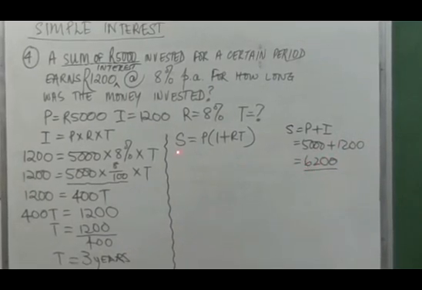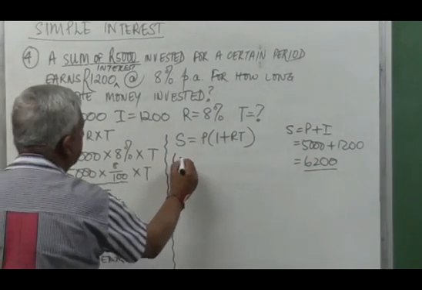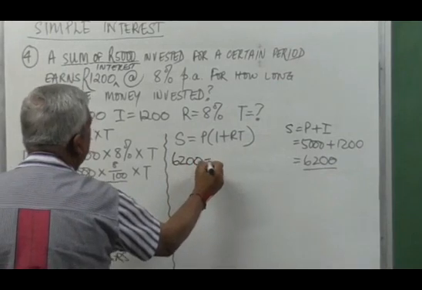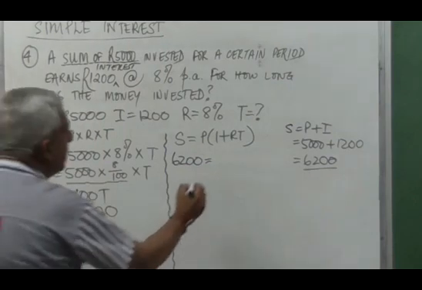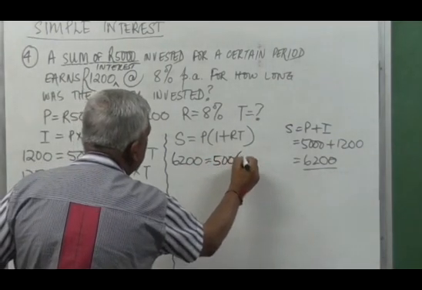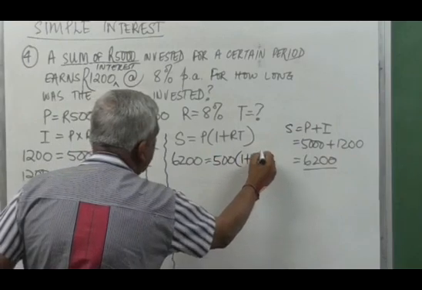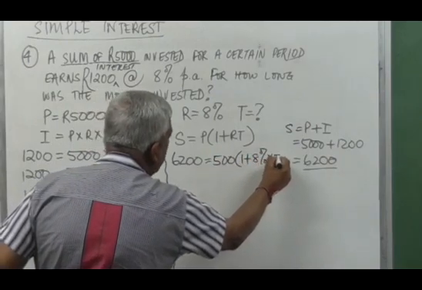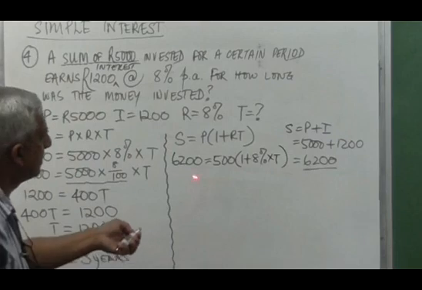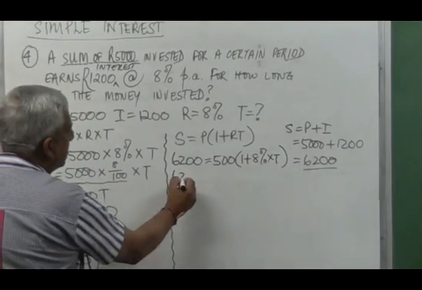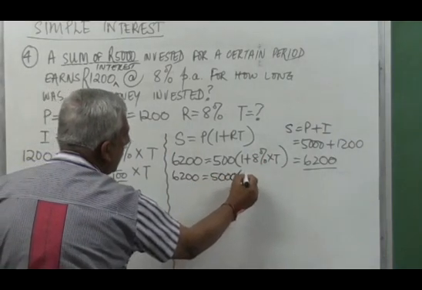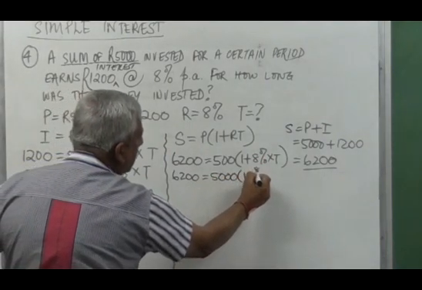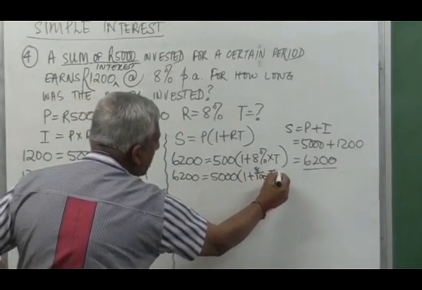Now you are ready to substitute here. So the sum is 6,200, and the principal is clearly 5,000 into 1 plus the rate is 8%, and the time we don't know, we write T. Then that will be 6,200 is equal to 5,000 into 1 plus 8 over 100 T.